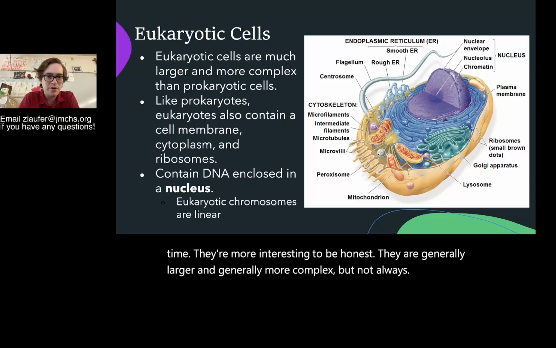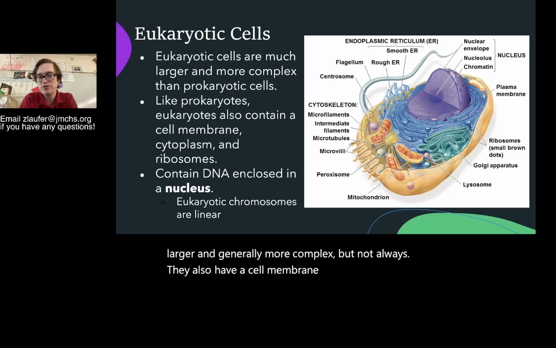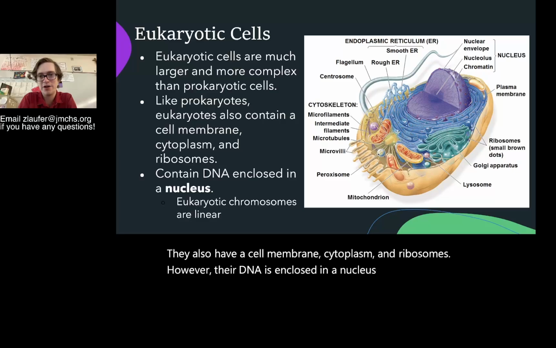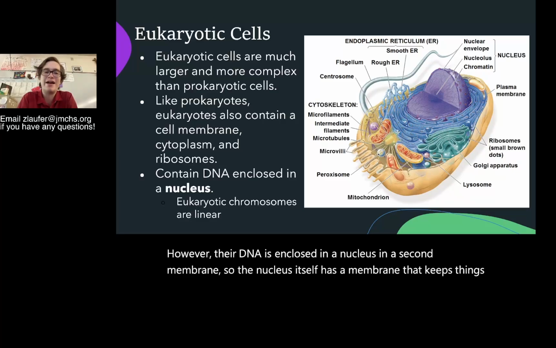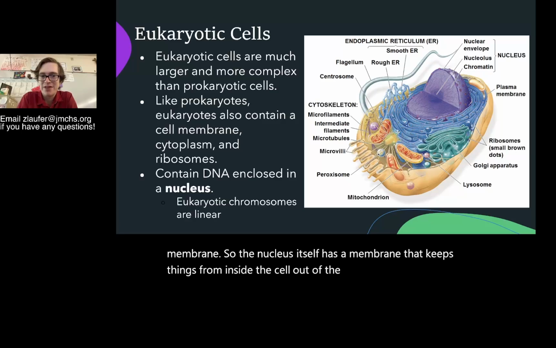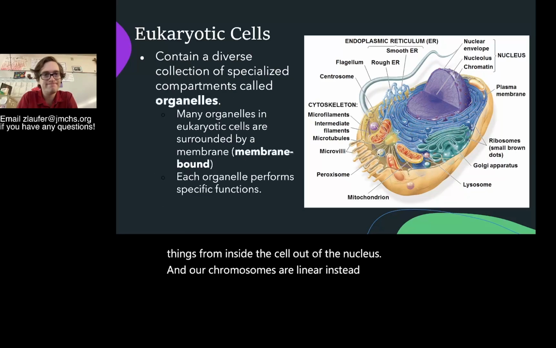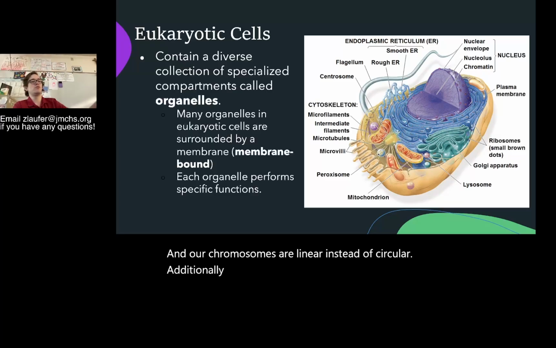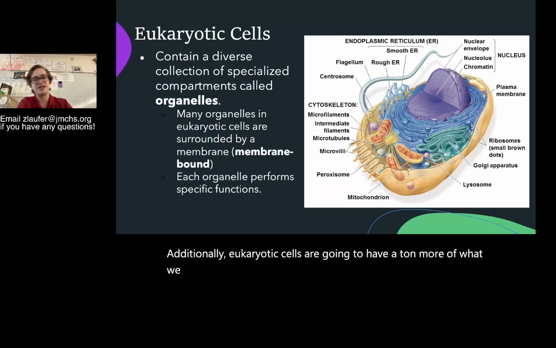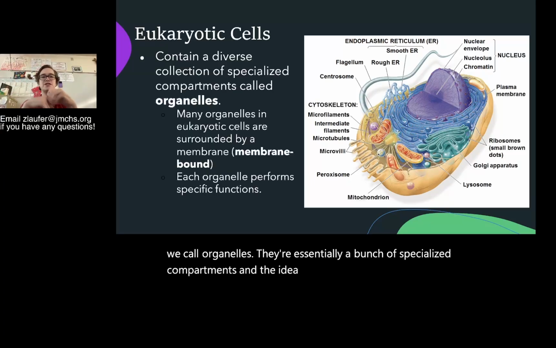They also have a cell membrane, cytoplasm, and ribosomes. However, their DNA is enclosed in a nucleus in a second membrane. So the nucleus itself has a membrane that keeps things from inside the cell out of the nucleus. And our chromosomes are linear instead of circular. Additionally, eukaryotic cells are going to have a ton more of what we call organelles. They're essentially a bunch of specialized compartments. And the idea of compartments is going to be a big theme for the next bit in this class.